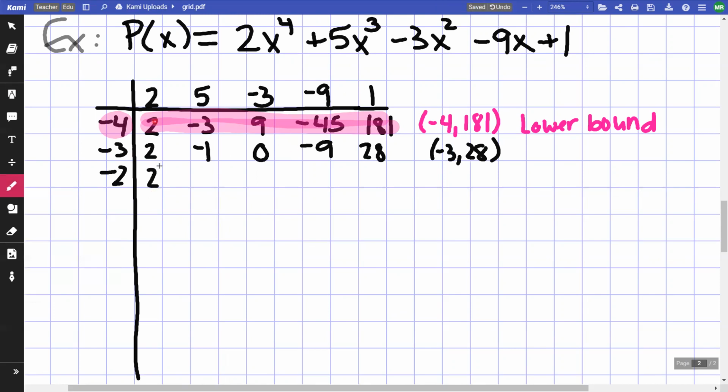So bring down my 2. 2 times -2 is a -4. I add it to this, I get a 1. 1 times -2 is -2. I add it to -3, I get a -5. -5 times -2 is a 10. I add it to -9, I get a 1. 1 times -2 is a -2. I add it, I get a -1, right? Did I mess up?